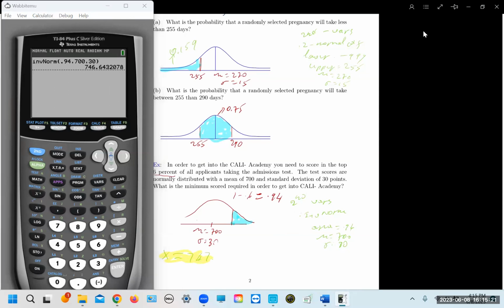Okay, so this one will be done for section 6.2.